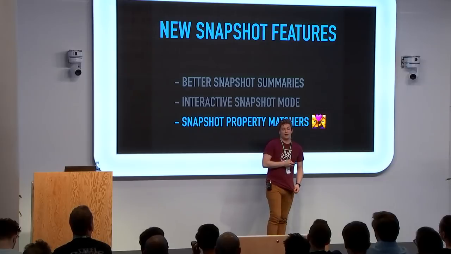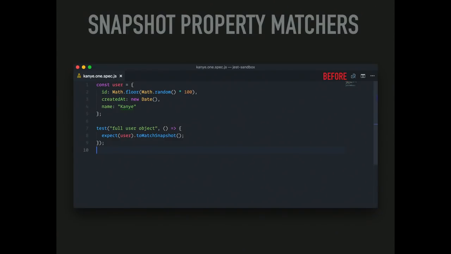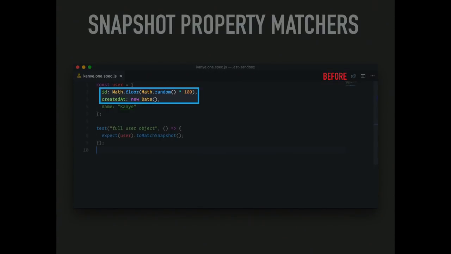The final feature that I want to talk about is a feature that we're calling snapshot property matchers. So for this case, we're going to actually have to look at the code. We're going to have just a really basic test with a user object. The user object is going to have an ID that's randomly generated. This might be like a Mongo ID, auto-incrementing ID in a SQL database, and a createdAt. That is going to be a new date every time the user is created.